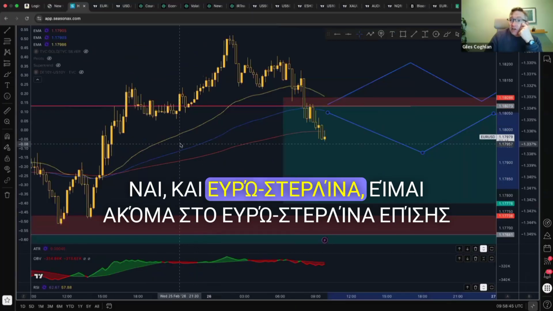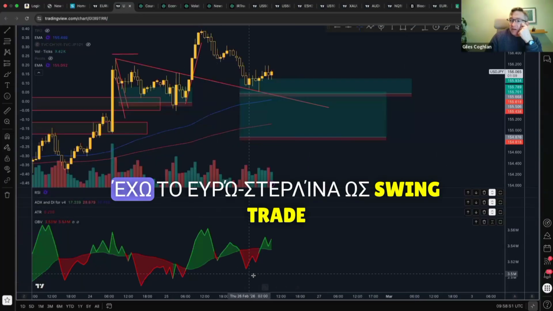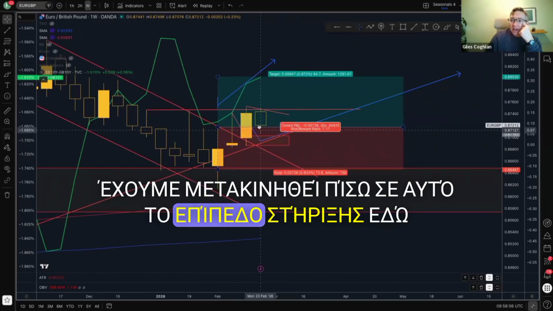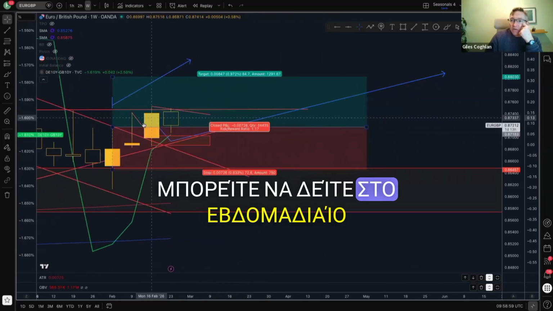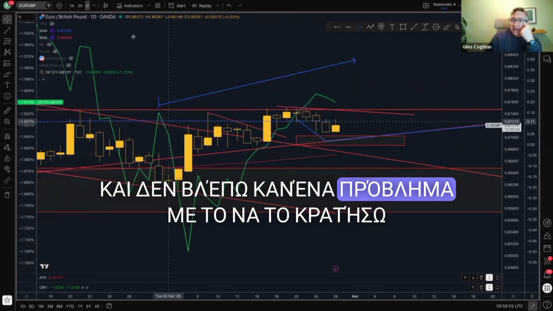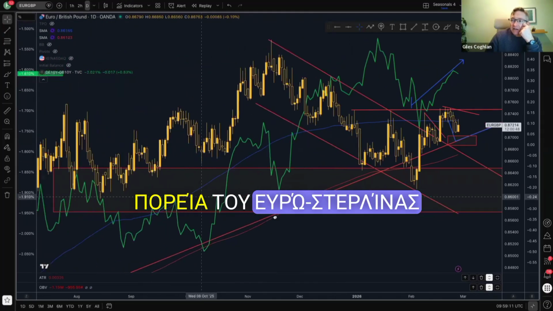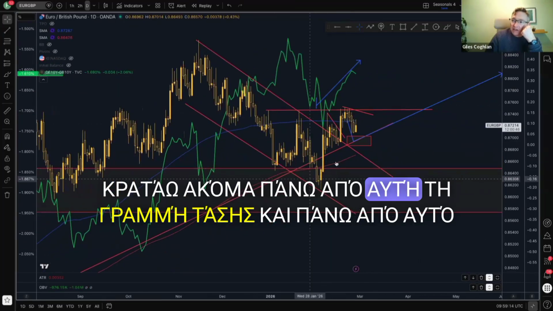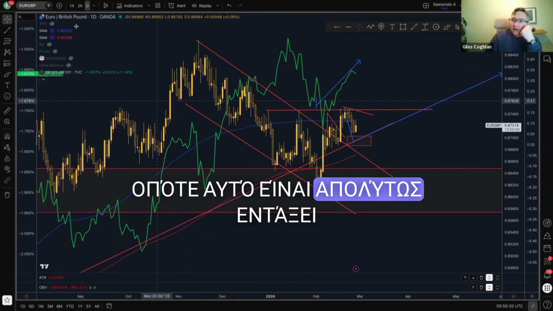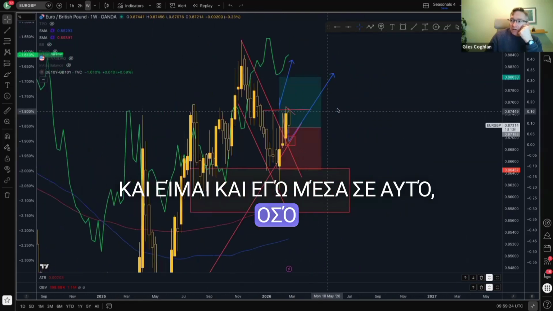Yeah, and euro pound, I'm still in euro pound as well. I've got no problem with holding that. I've got euro pound in as a swing trade. We've moved back down into that support level here. You can see on the weekly, we've got this inside bar pattern that's trying to form, and I don't see any issue with holding that. The yield spread is still supporting euro pound upside. So we're still holding above this trend line and above this channel. So that's absolutely fine. I'm in this as well, Osho.